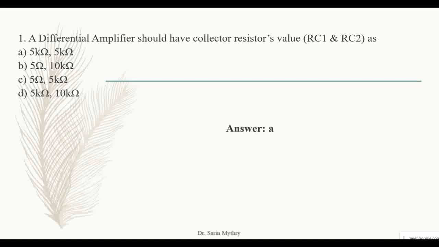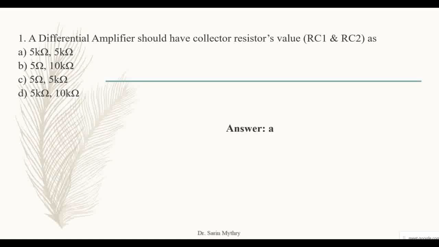Here the answer is going to be the first one out of the options given to us: 5 kilo ohms and 5 kilo ohms; 5 ohms and 10 ohms; 5 ohms and 5 kilo ohms; 5 kilo ohms and 10 ohms. Here the answer is the first one, 5 kilo ohms and 5 kilo ohms. Why? Because any differential amplifier should have the collector resistors the same. Among these options, both RC1 and RC2 have to be the same. That's why it is 5 kilo ohm and 5 kilo ohm.